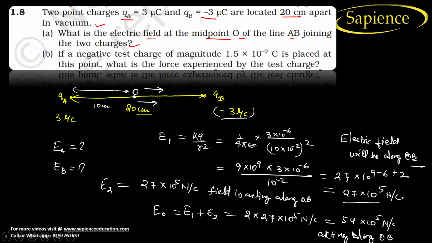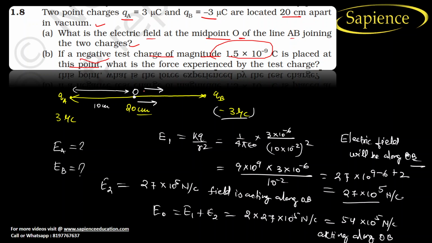Now we need to solve part 2 of this question. Part 2 of this question is, if a negative test charge of magnitude 1.5 into 10 power minus 9 Coulomb is placed at this point, what is the force experienced by the test charge? So we need to find the force.